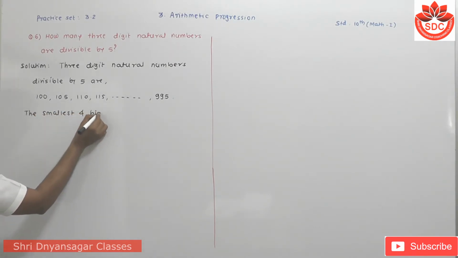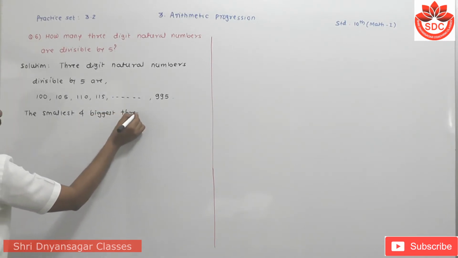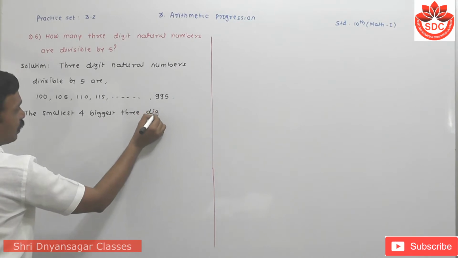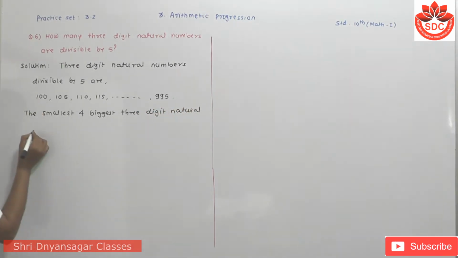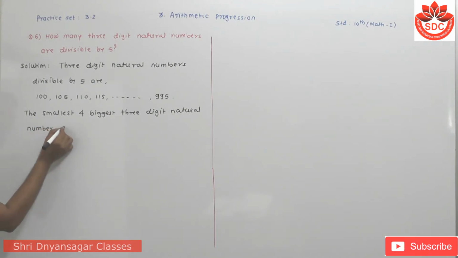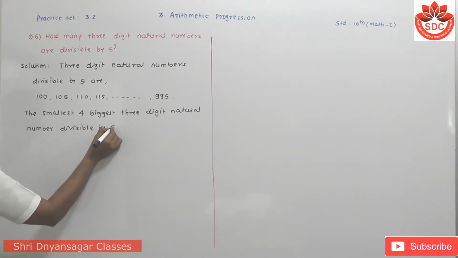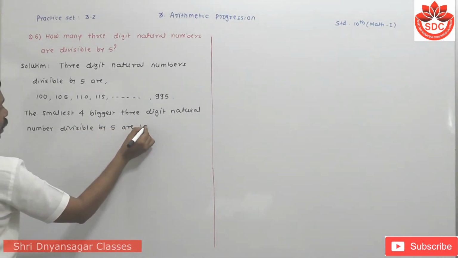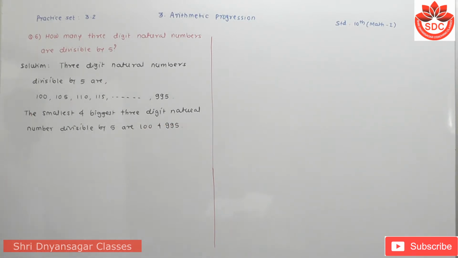and biggest 3-digit natural numbers divisible by 5 are 100 and 995. Therefore, here is 100.